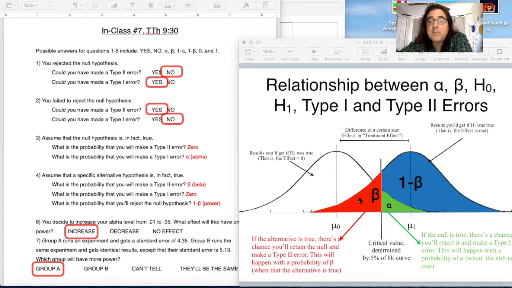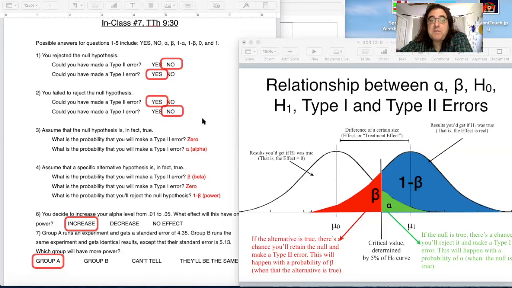This red area represents type 2 error. That is the probability that you will fail to reject the null hypothesis if you're drawing from an alternative hypothesis curve. Since you didn't reject the null hypothesis, you couldn't possibly have made a type 2 error. Could you have made a type 1 error? Absolutely. If you got a result over here, but you were drawing from the null hypothesis curve, then you've made a type 1 error. So that's certainly possible.